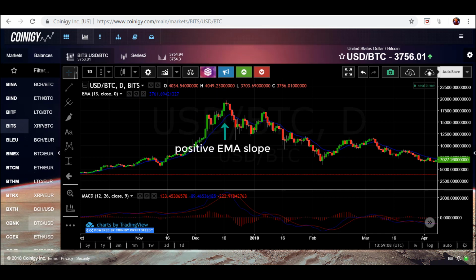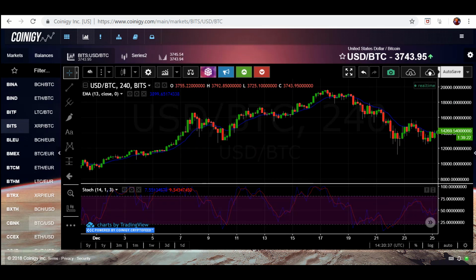We see that the EMA slope is positive, and the MACD line also confirms that we are in the middle of an uptrend. At this point, we know that we will look only for buying signals. Now we go to the medium-term chart, which is the 4-hour chart, and search for a down movement that will allow us to look for a buying opportunity.